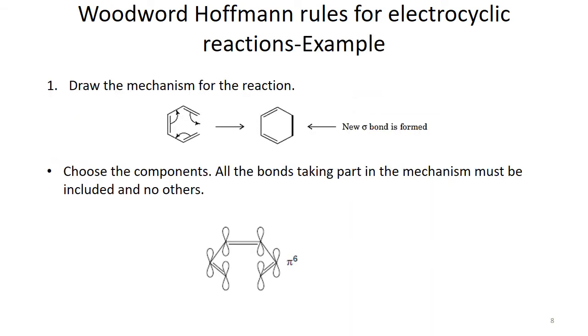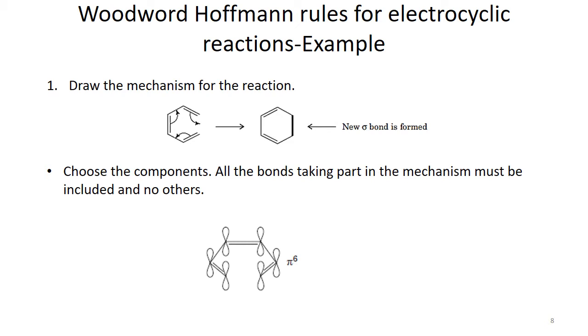Here is how we can apply Woodward-Hoffmann rules for electrocyclic reactions, taking one example. Let's start with the conversion of hexatriene to cyclohexadiene. The first step is to draw the mechanism of the reaction. We already know that this goes through a cyclic transition state, so it involves cyclic movement of electrons.